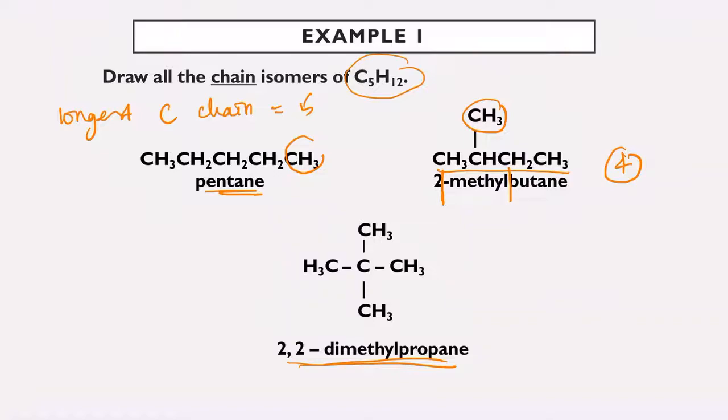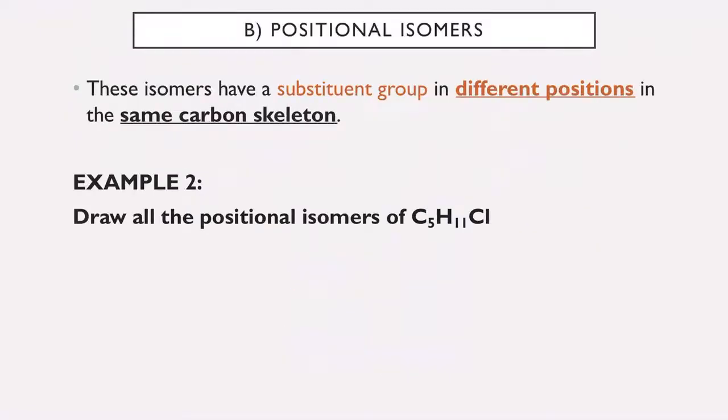So, here you have 2,2 because 1-2-3, 1-2-3, so 2,2 is the position of this methyl group at the second carbon chain. Dimethyl, that means you have 2 methyl groups attached to the second carbon. Propane, your longest carbon chain. Itu nanti kita belajar naming dekat dalam alkene, okay?